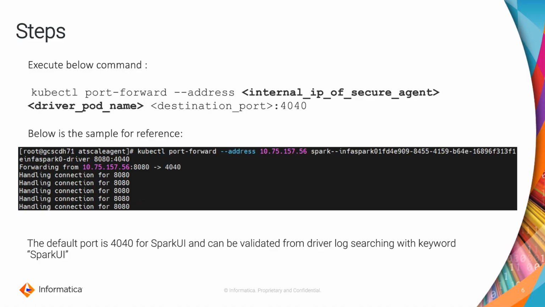So now once you get the Spark driver pod name, you need to execute this command kubectl port-forward --address, and in this you need to update the internal IP address of your secure agent machine, the driver pod name, and the destination port. The destination port you can assign anything which is open for port forwarding, and colon 4040. So 4040 is the default port for the Spark UI. You can validate it from this Spark driver log by searching with the keyword Spark UI. So this command will forward the port 4040 to your local system port.